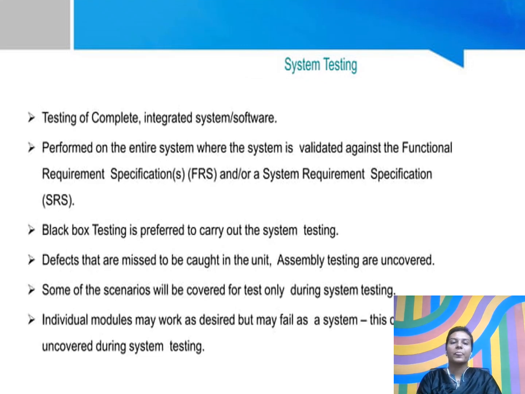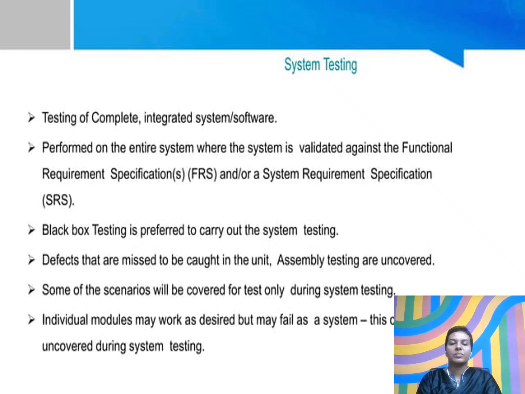System testing. Testing of the complete integrated system or software is done in system testing, performed on the entire system, where the system is validated against the functional requirement specification and the system requirement specification. Black box testing is preferred to carry out system testing. Defects that were missed in unit testing are uncovered in this type of testing. It is also known as assembly testing.